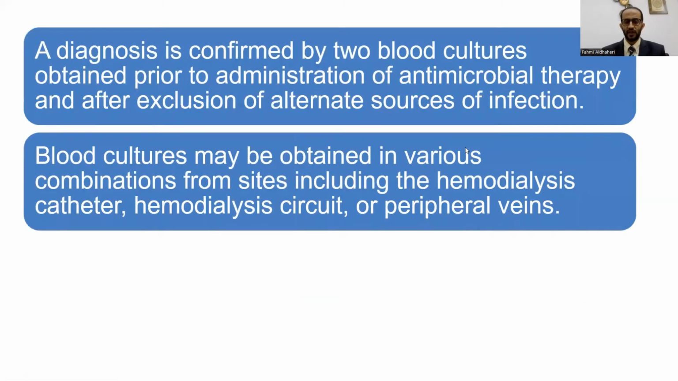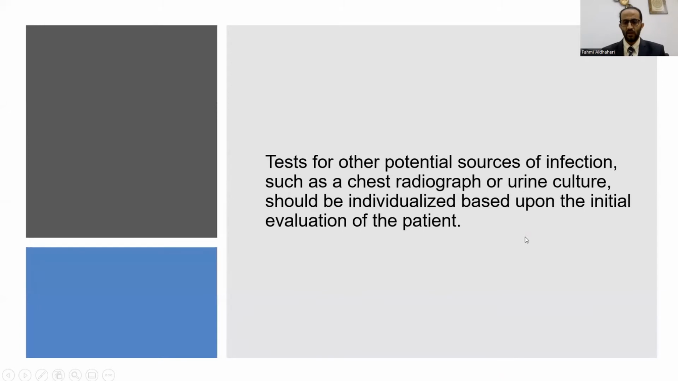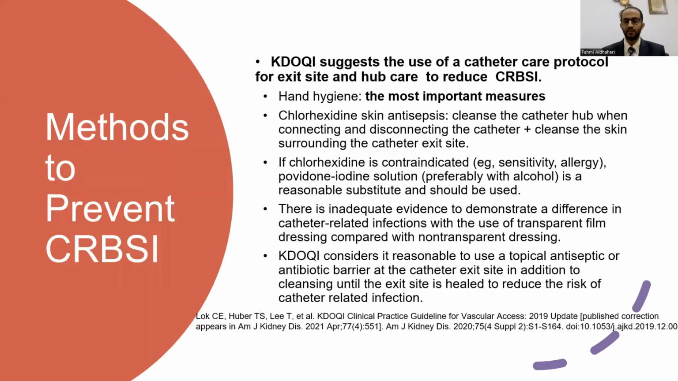So this is again what we mentioned just now, how to confirm the diagnosis by 2 blood cultures obtained prior to administration of antibiotic. And very important, we should extract the blood culture before we give the antibiotic to avoid a false negative blood culture. And also, don't forget to rule out other causes like pneumonia. If the patient still has urine, you send a urine culture.